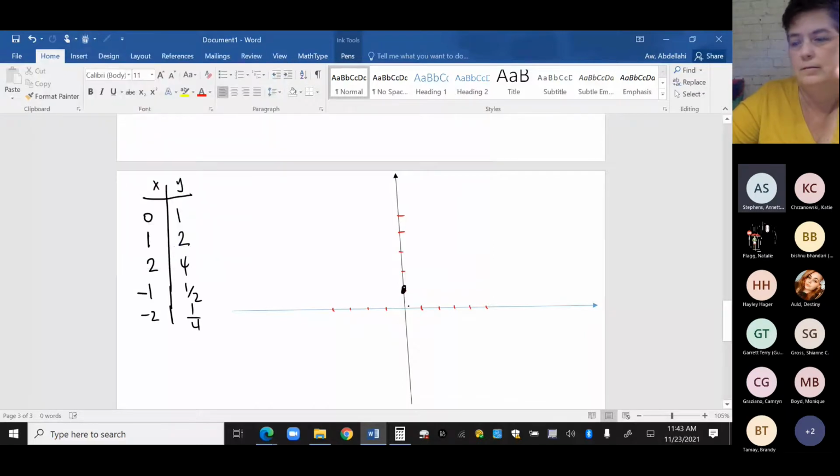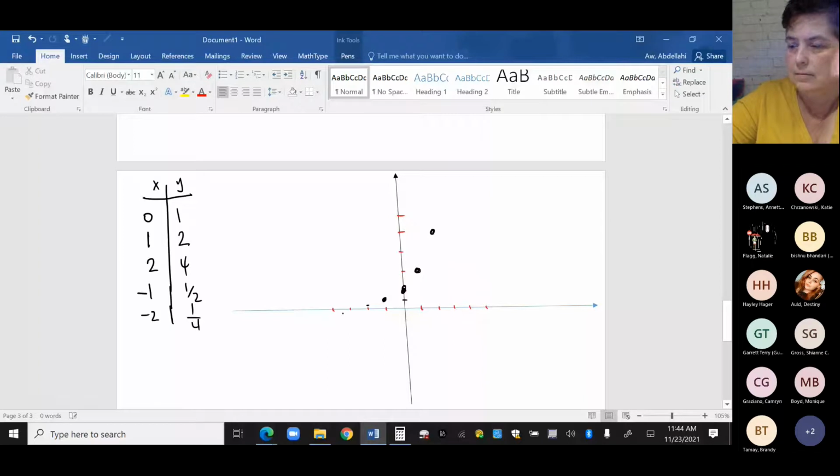I have (1, 2). (1, 2) is here. I have (2, 4). (2, 4) is here, right? I have (-1, 1/2). 1/2 is here, so -1/2 is around about this. I have (-2, 1/4). It's closer to the axis.